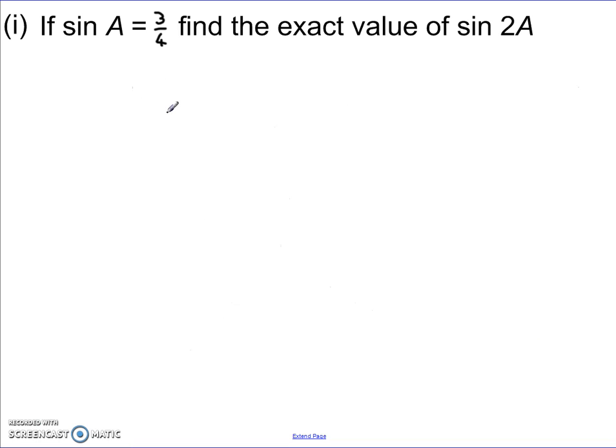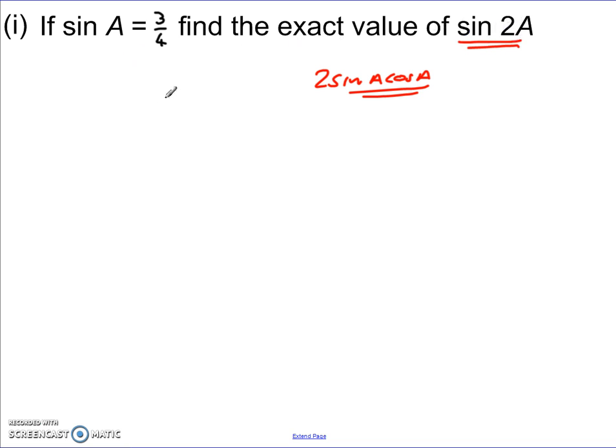So the first one was, if sine A is 3/4, find the exact value of sine 2A. Now, sine 2A cannot be quite simply written as 2 times 3/4. That's not the way it works. A is a different angle from 2A. So we have to figure it out from there. When you've got one like this, the first thing to think about is, can I write this in terms of just A? I know sine of A, but not 2A. Well, remember, sine 2A is 2 sine A cos A. So I can use that to expand and find this.